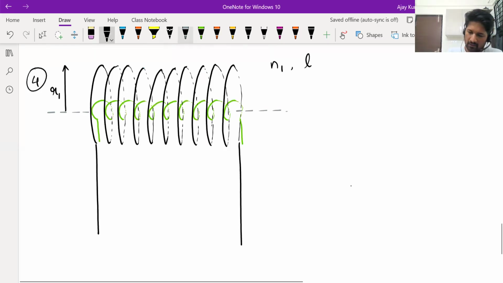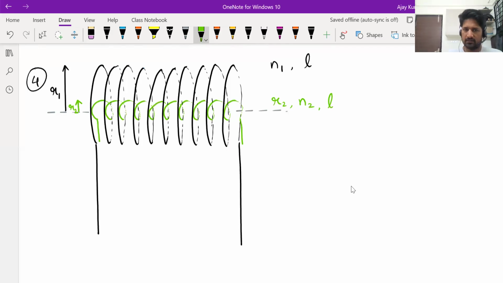The other one is the green one. The green solenoid's radius, let's take it as R2. Number of turns per unit length is n2, but it has the same total length. So they are coaxial solenoids of equal length. Radii are different, number of turns per unit length are different. We have to derive their mutual inductance.